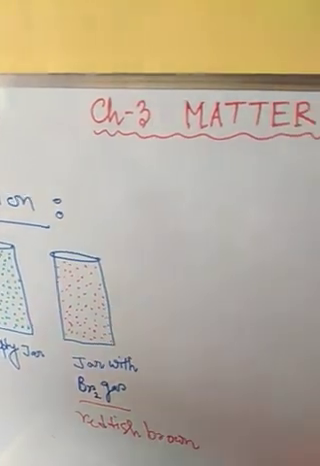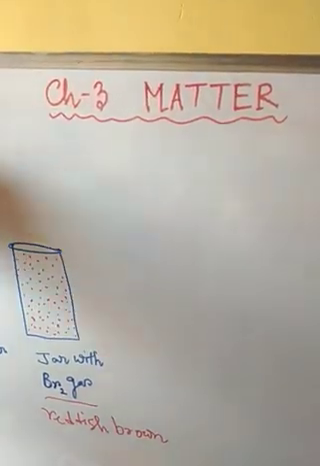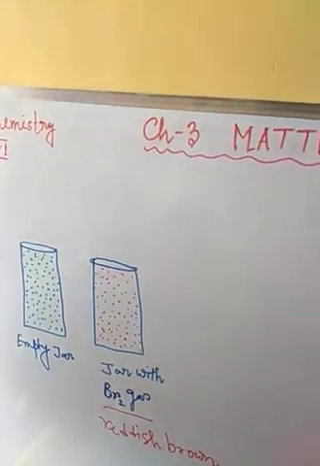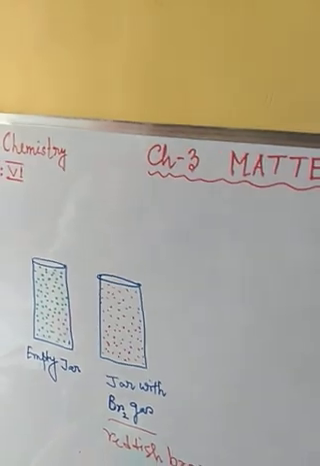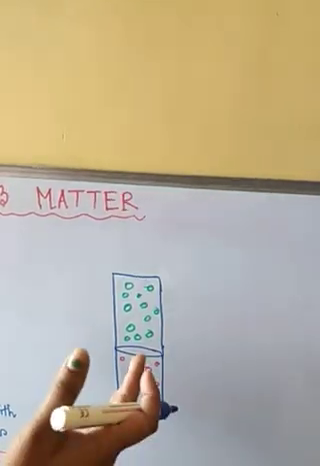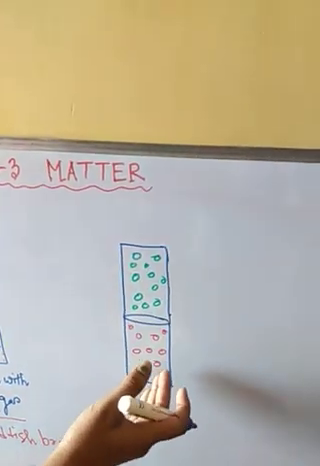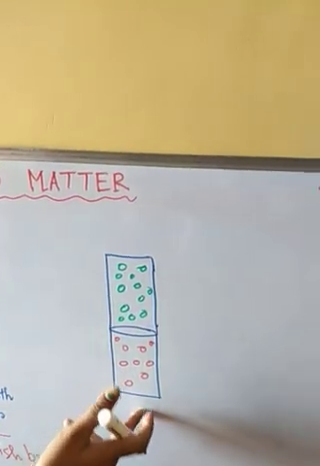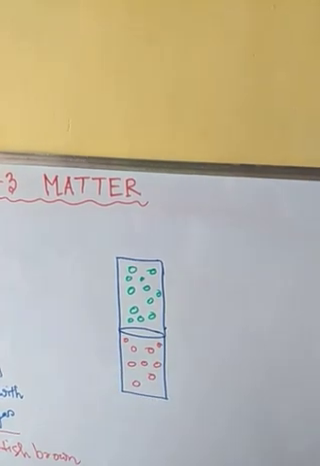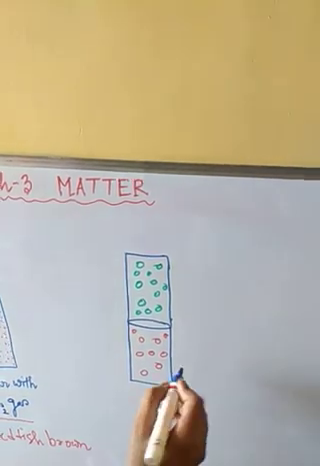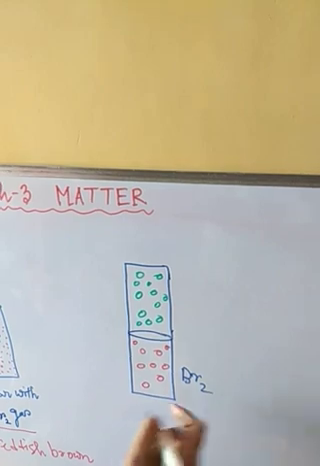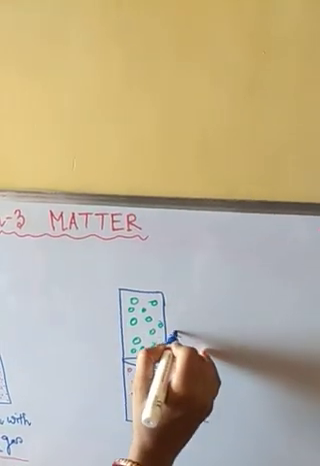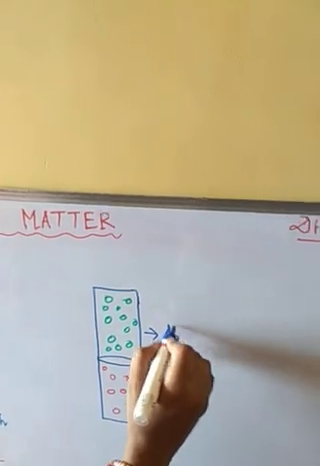So let us do that. Now we will be drawing this empty jar. Now we have placed the empty jar above the gas jar along with bromine gas. So this gas jar which is at the bottom is filled up with bromine. You can see the red molecules of bromine gas, and this is with air.